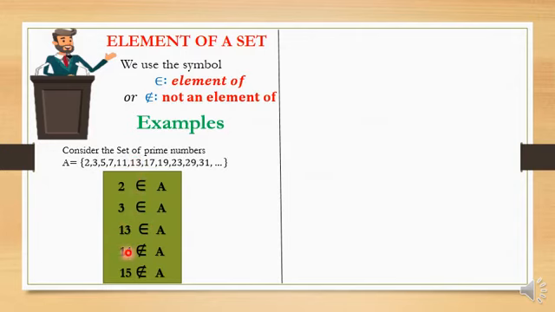Now let's check for 14. In this whole set A, we cannot find any item there that is 14. Therefore 14 is not an element of A, and equally 15 is not an element of A, because we cannot find 15 all through the set A.